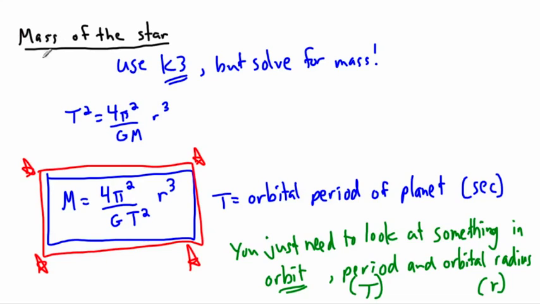But if you want to find the mass of a star, all you need to do is look at something that's in orbit around it, in this case a planet, and if you know the orbital period of the planet, and if you know its orbital radius, that's not always so easy to tell. But if you know the period and orbital radius of something in orbit around an object, then you can find its mass. You can calculate what its mass is.